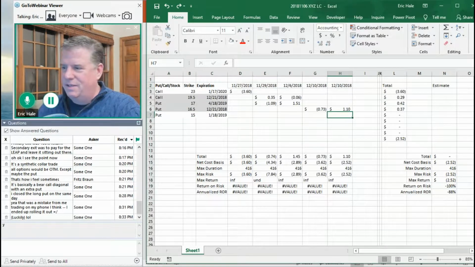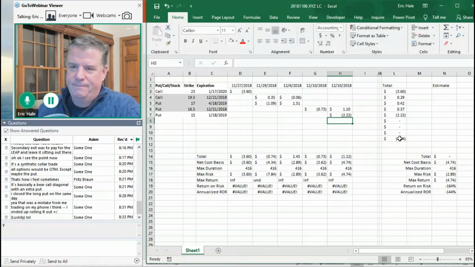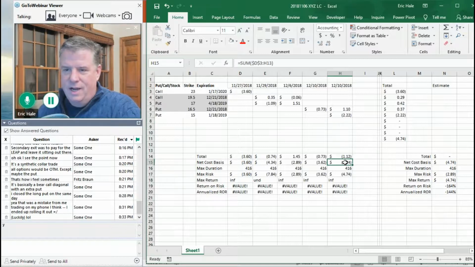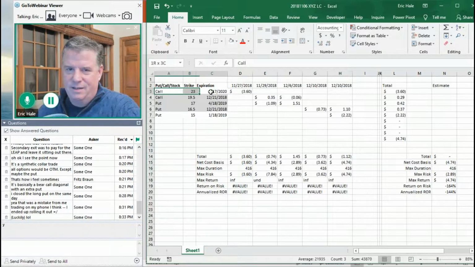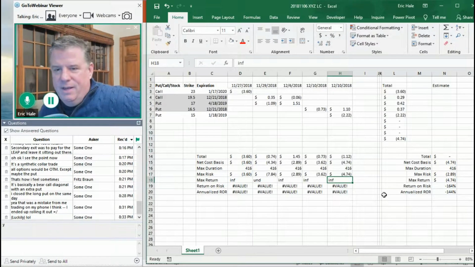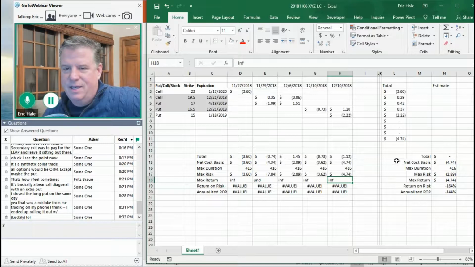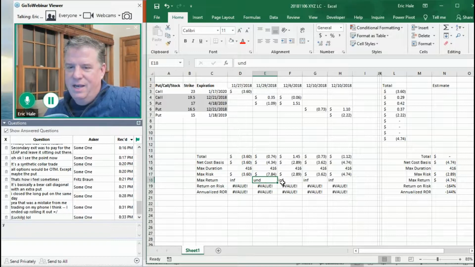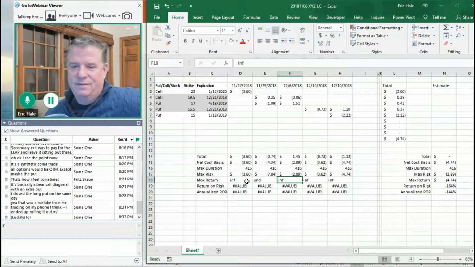So on the 10th, the second transaction of the day, we ended up buying a put for a debit of 220. So now our net cost basis on this trade, on that LEAP long call and this short term put, is 474. Max risk is still the same. There's no return here. I mean, infinite can't be defined because it's potentially infinite. So you notice that I use UND and INF. UND means undefined. So it's a diagonal trade, it's undefined. When it's just a long call, it's infinite.